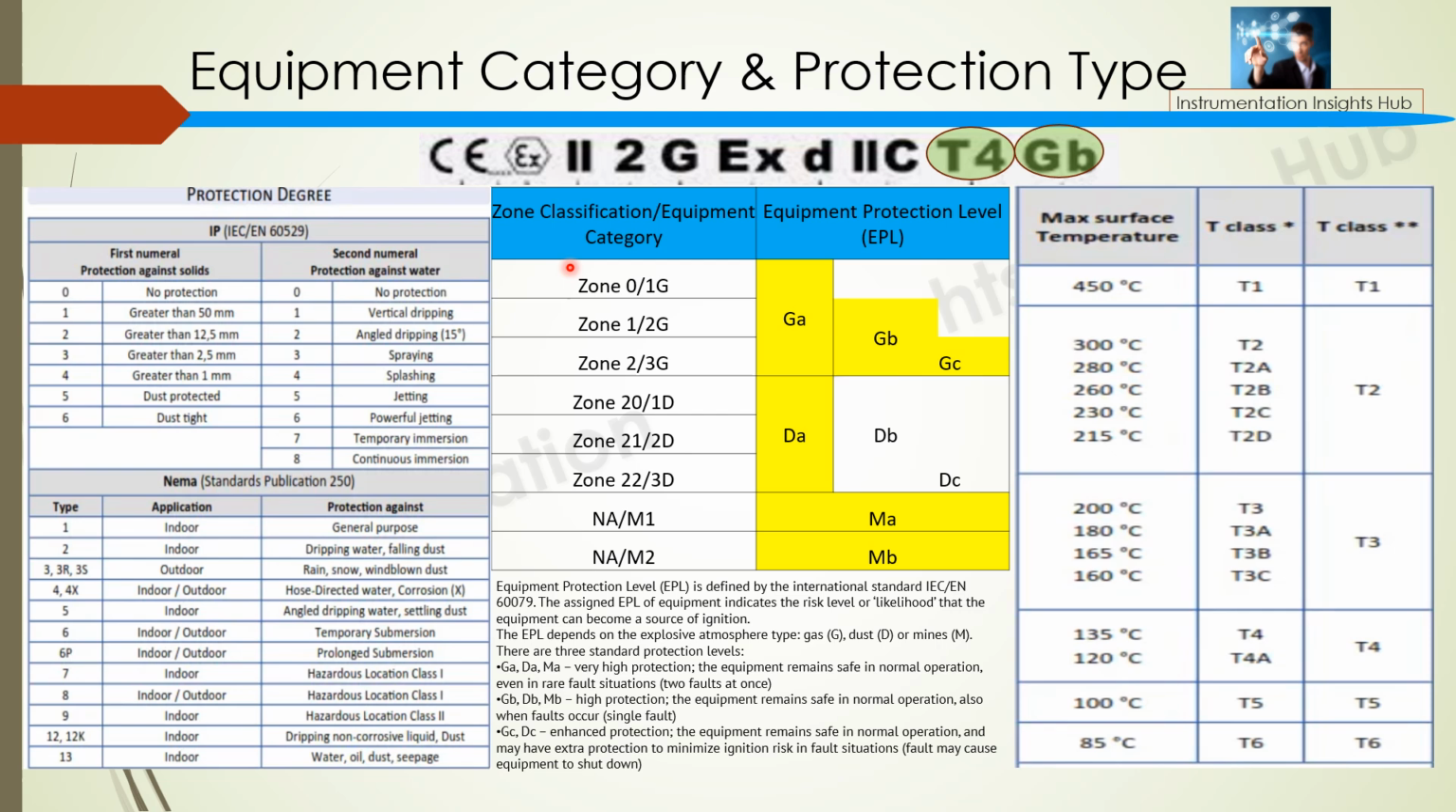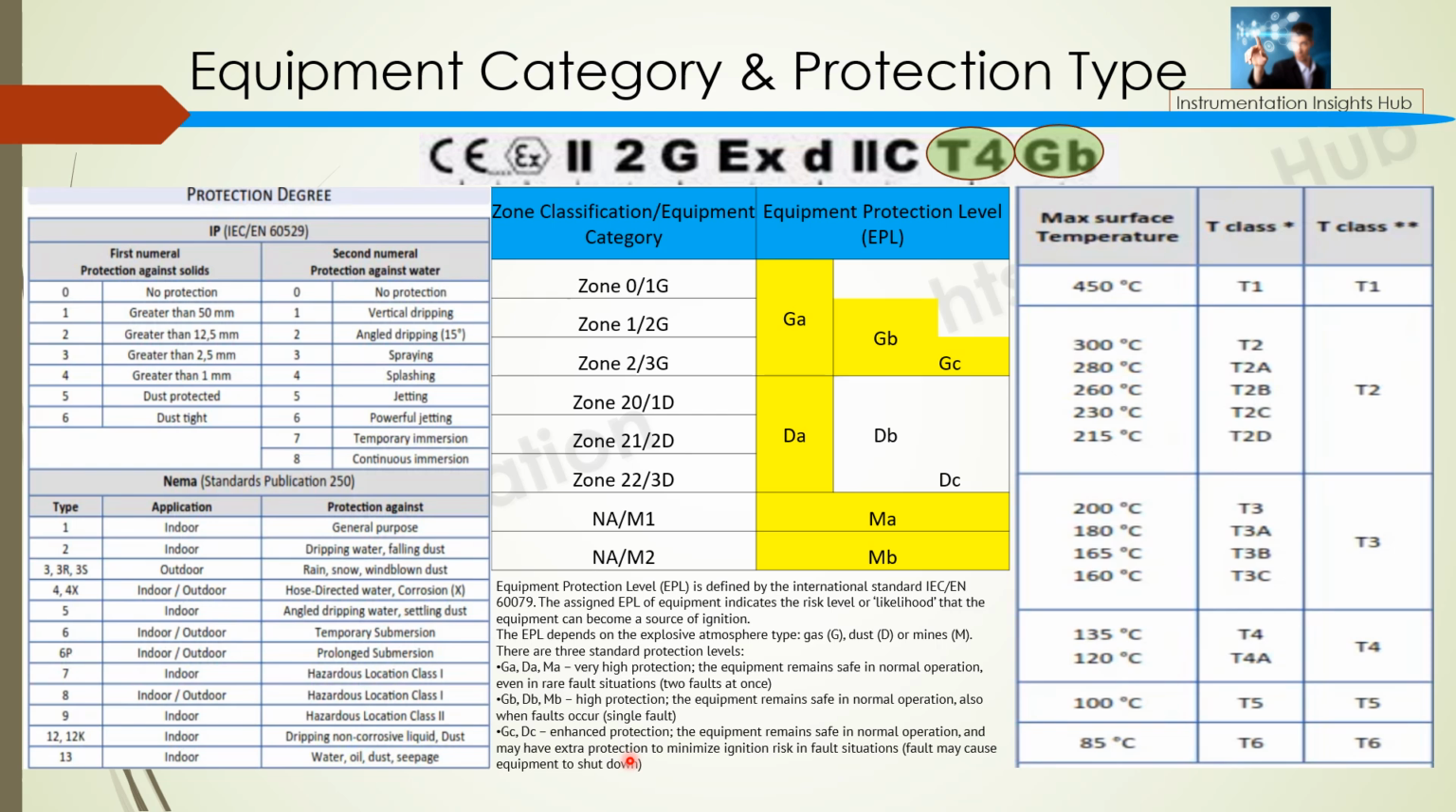GB, DB and MB for dust and other things. So GB, DB and MB are high protection. The equipment remains safe in normal operation and also when one fault occurs. Single fault, if there is a single fault, then the equipment remains safe. And GC is enhanced protection. The equipment remains safe in normal operation and may have extra protection to minimize the ignition risk in a fault situation. A fault may cause equipment to shut down, right? So in a very hazardous area like hydrogen or acetylene, GC is used, right? So this is the equipment protection level.